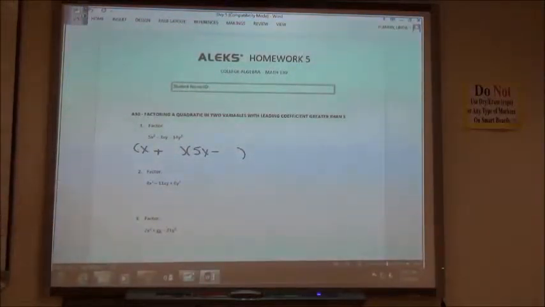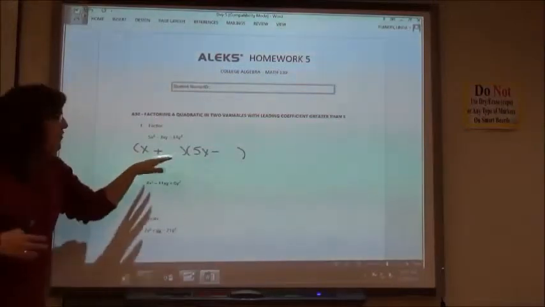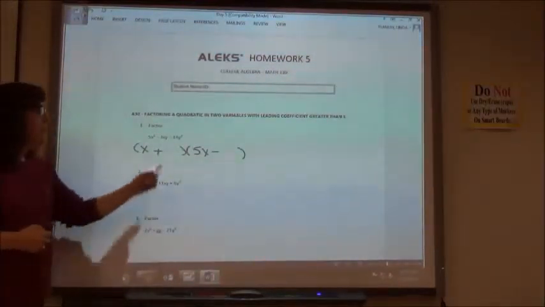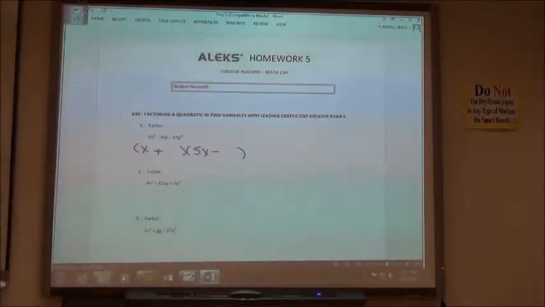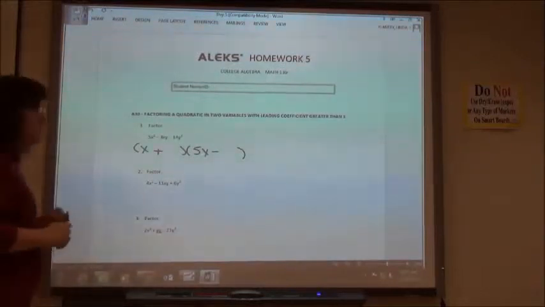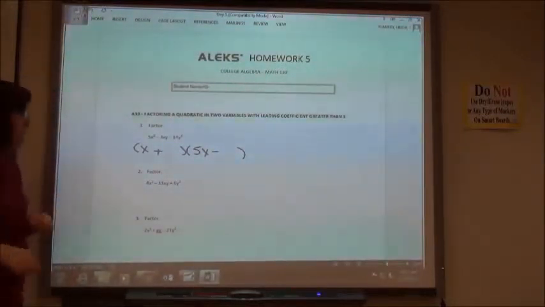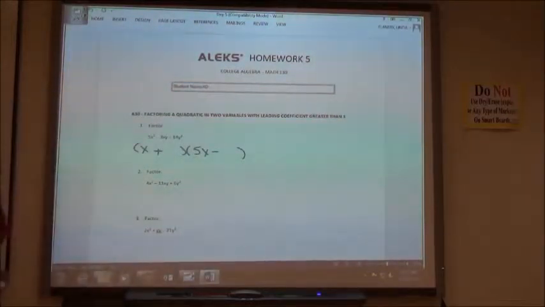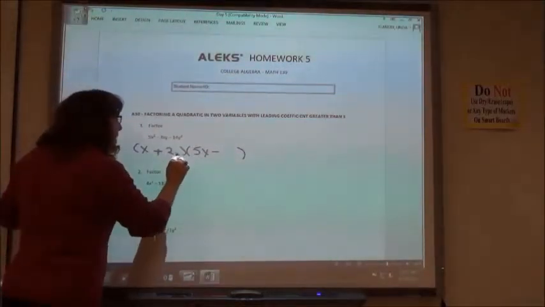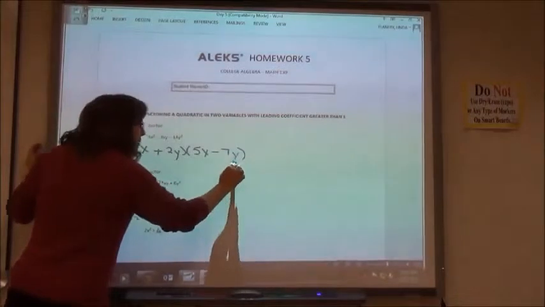Again, for 14, it's probably a 2 and a 7, or 2y and 7y. We have to figure out what order it should go in. So, what should we try? Do we want to put the 2 first or the 7 first? We want to get a minus 3xy in the middle. Okay, so we're going to put 2y and 7y. We've got that variable with it.